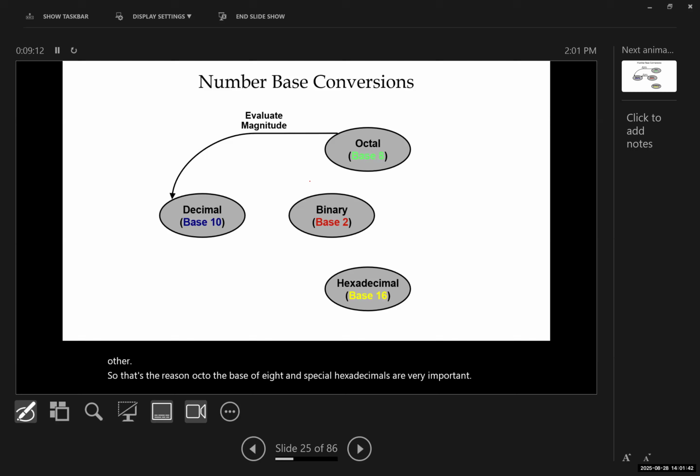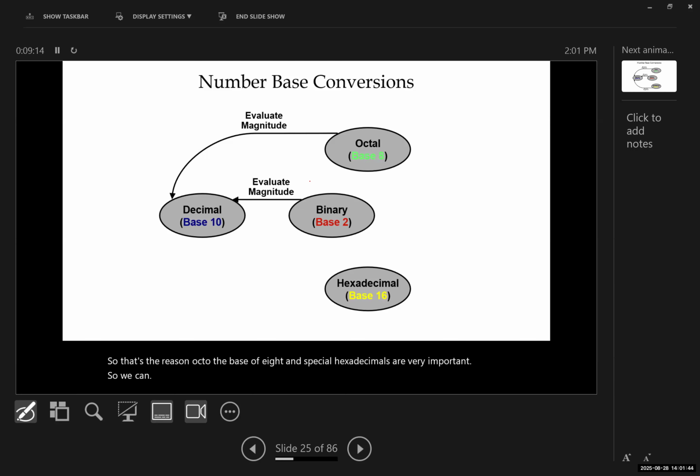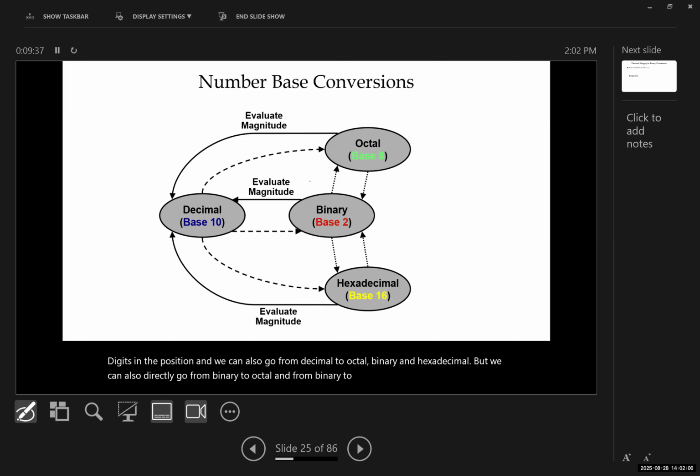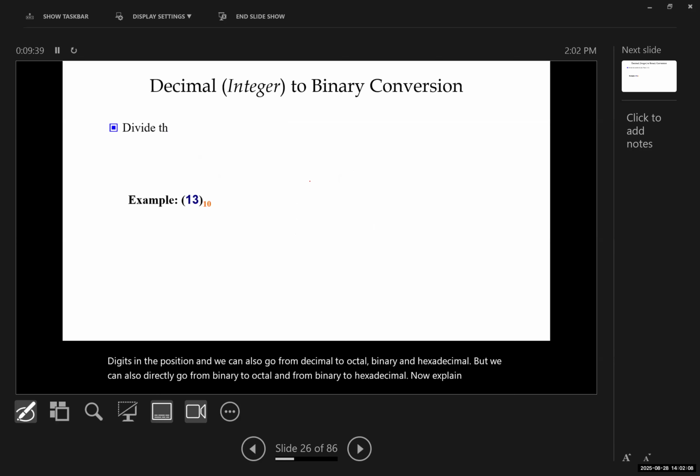So we can go from octal to decimal, from binary to decimal, and from hexadecimal to decimal, the way that I showed you, the weight times the digit and the position. And we can also go from decimal to octal, binary, and hexadecimal. But we can also directly go from binary to octal and from binary to hexadecimal. Now I'll explain how that is done in a bit.